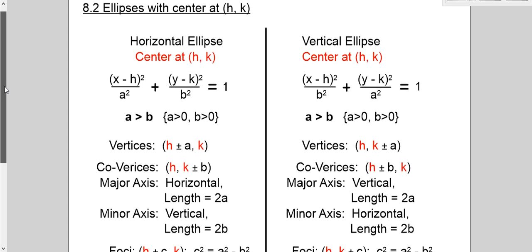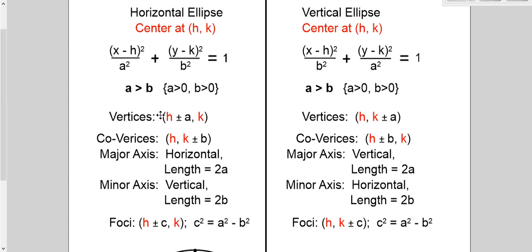With your vertices from a horizontal ellipse, you are adding and subtracting the a value to the h, the x value of your center. So that's going to give you (h plus a, k) and (h minus a, k).